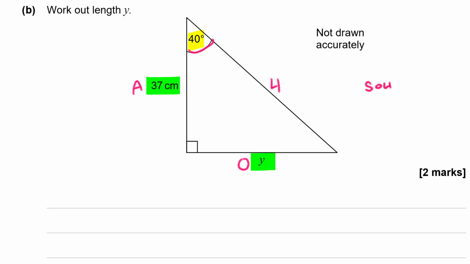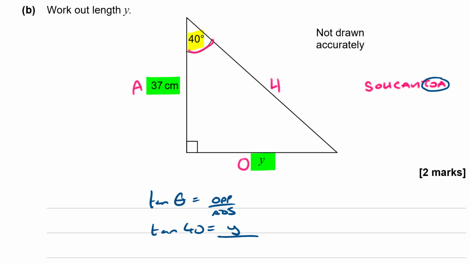So again, SOHCAHTOA, which one is it? Well, I want the opposite. I've been given the adjacent, so it is tan. So tan theta is equal to opposite over adjacent. So subbing in from our diagram, tan 40 equals the opposite y divided by the adjacent 37.